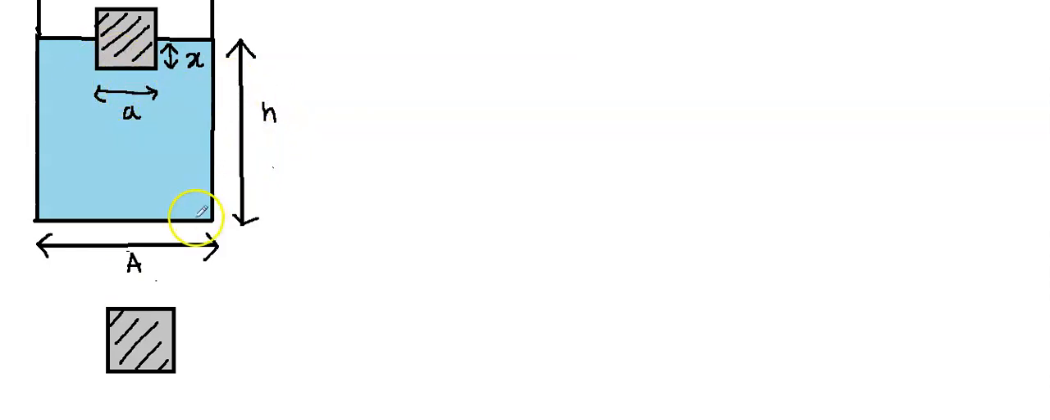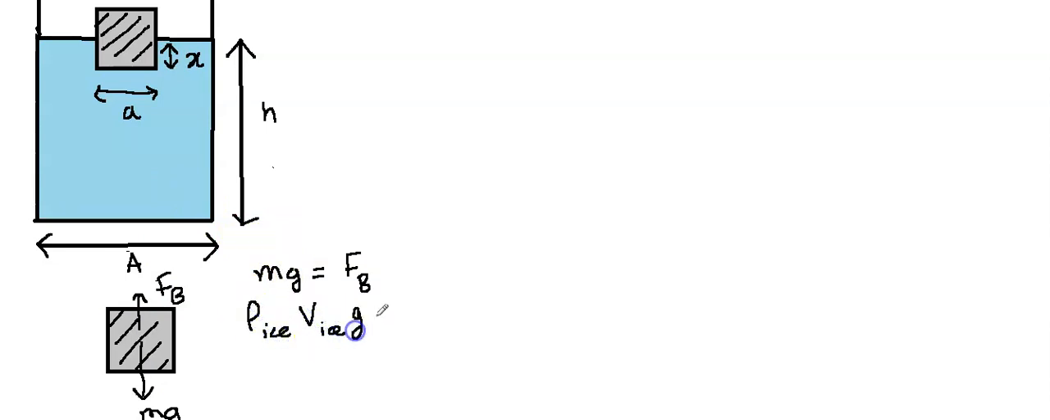So since the cube is under equilibrium, the net force on the cube must be 0 by Newton's second law. So that gives us mg must equal Fb, where Fb is the buoyant force. M is the mass of the ice, so that's the density of ice times the volume of the ice times gravity equals the buoyant force. So from Archimedes' principle, that's the density of water times the volume of ice immersed times gravity.